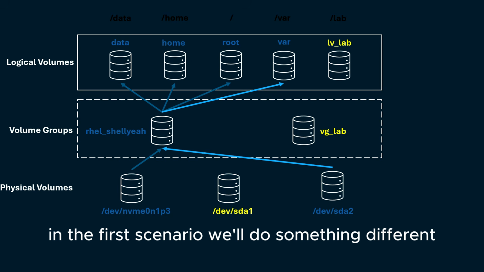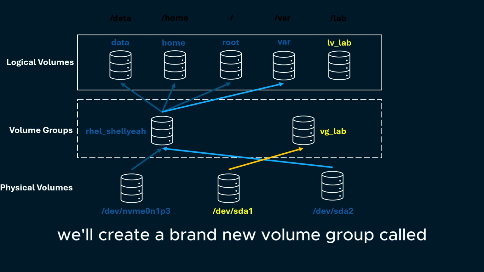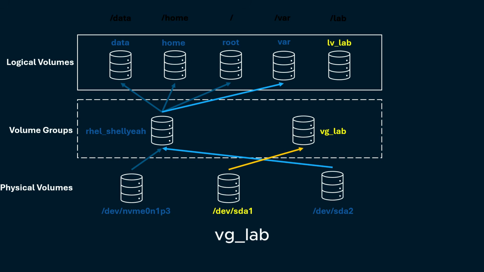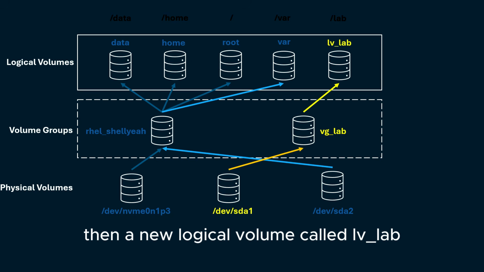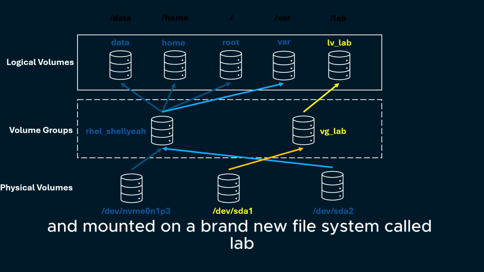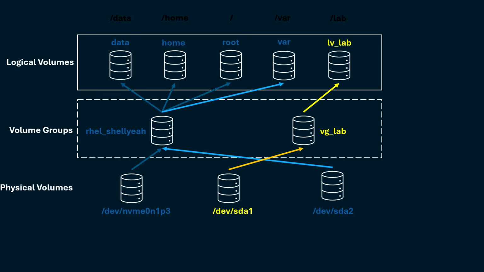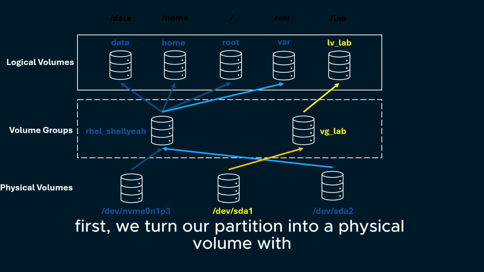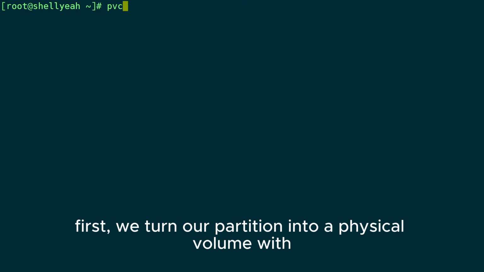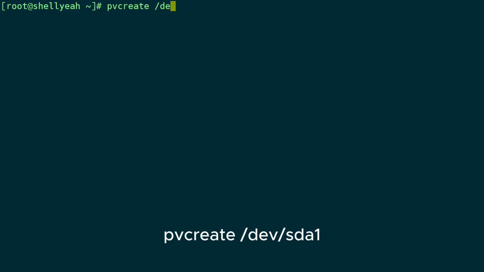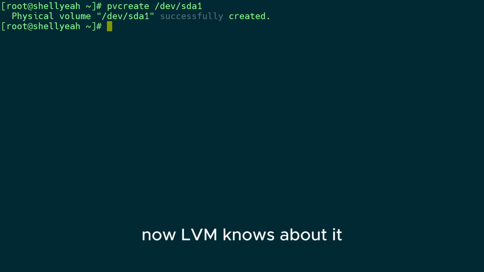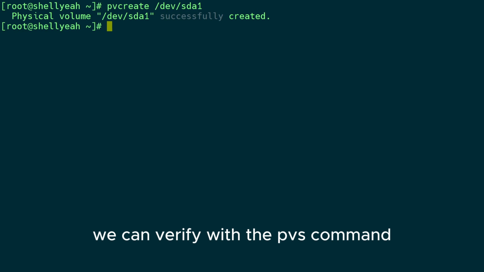In the first scenario, we'll do something different. We'll create a brand new volume group called vg_lab, then a new logical volume called lv_lab, and mount it on a brand new file system called lab. Let's do this. First, we turn our partition into a physical volume with pvcreate /dev/sda1. Now LVM knows about it, we can verify with the pvs command.